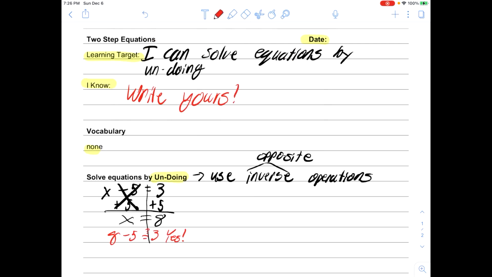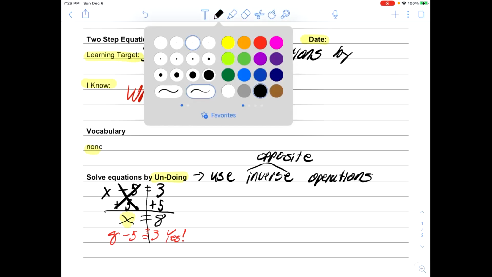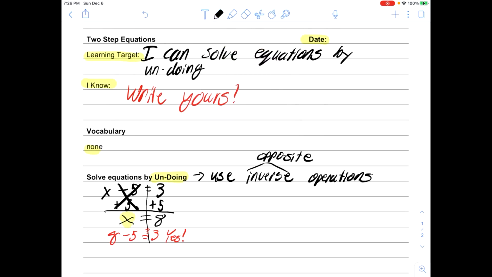So when we're solving by undoing, we're just using the opposite operation. We're getting rid of everything that is on the same side as the x. Our goal is to get this x by itself so we know what value makes this equation true. What value of x makes this true? And we can do this for any operation.